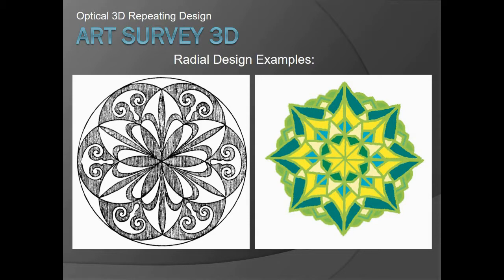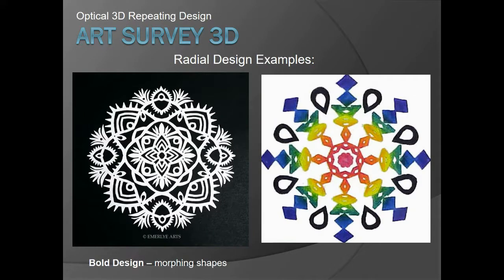So in the image on the left, the black and white image there, we have these oval shapes that extend or branch out from the center. And then the other shapes grow out from there. Same thing for the image on the right. We have a star shape in the center, and then all of the other triangle shapes grow or extend out from there. A couple more great examples of radial design.